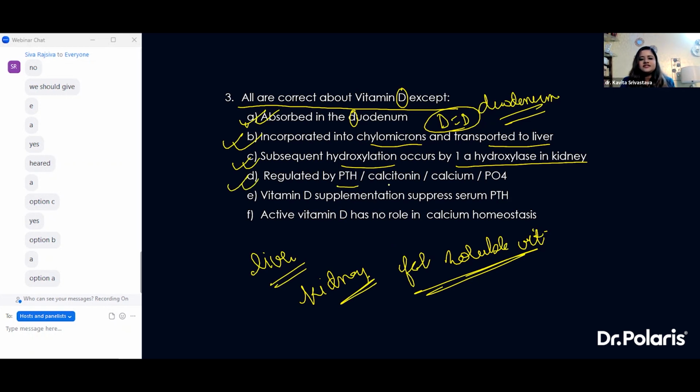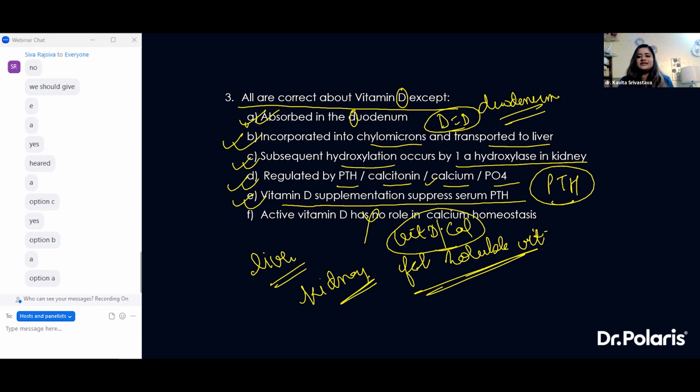It is regulated by PTH, calcitonin, calcium, and phosphorus. Yes, these are all important mechanisms in the body which maintain a balance with vitamin D. It has a direct relation with calcium. It is also affected by phosphorus, calcitonin, and parathormone. So if we give vitamin D supplementation, it can suppress the serum PTH levels. If we give vitamin D from outside, it can definitely suppress the serum PTH levels inside the body. The statement that active vitamin D has no role in calcium homeostasis is absolutely wrong, because vitamin D and calcium, as we also discussed in our last session, are best friends. So vitamin D presence in the body definitely affects calcium homeostasis.